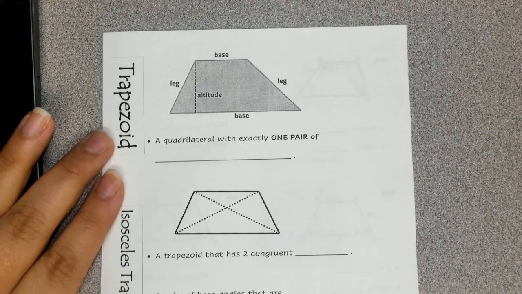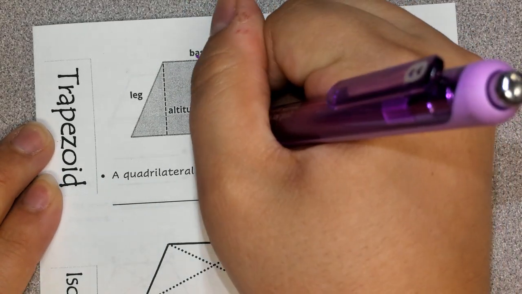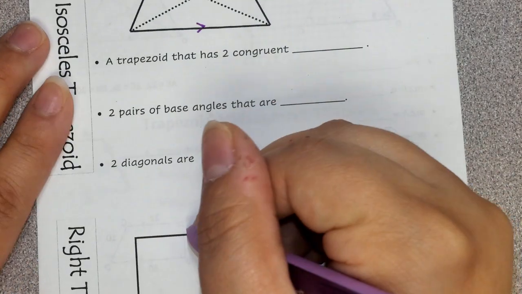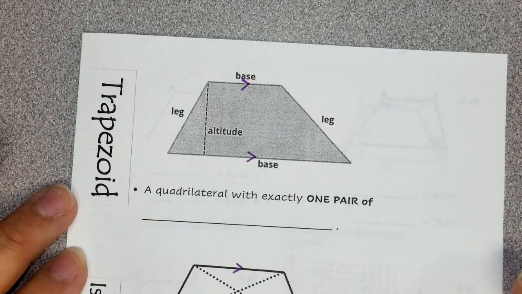On this, actually on all of them, we are going to draw the parallel symbol on the top and the bottom of all of these. Wait, is there such thing as a trapezoid that's congruent with two sides? Yep, we'll talk about that.